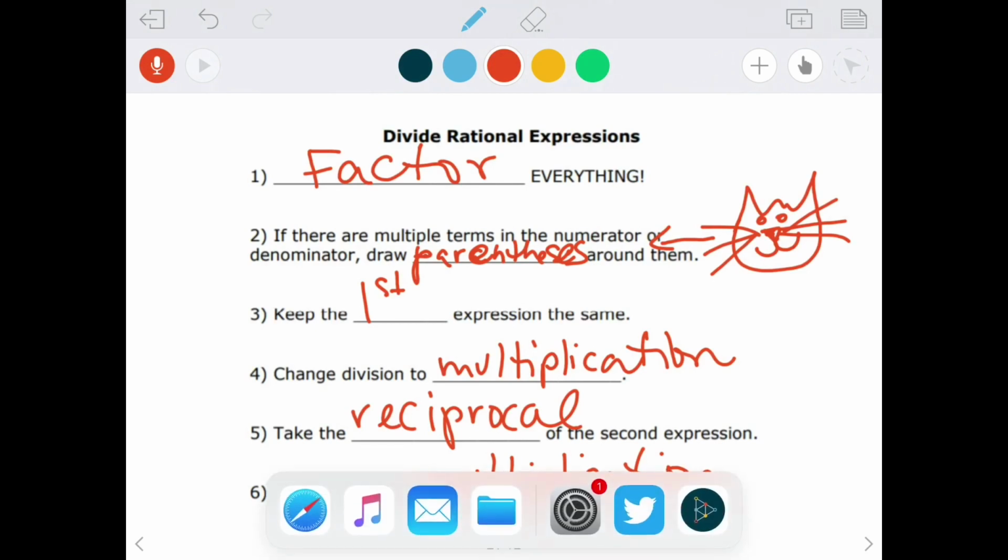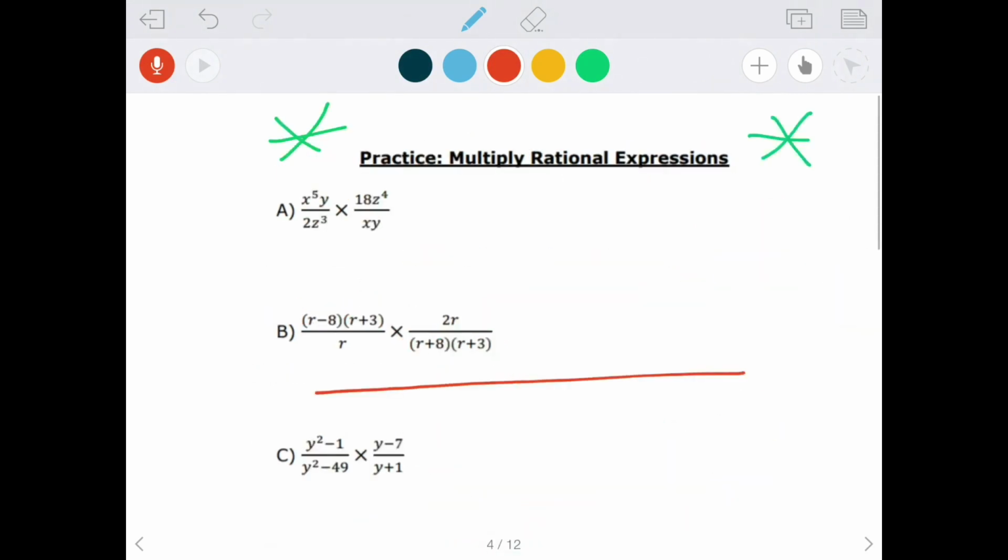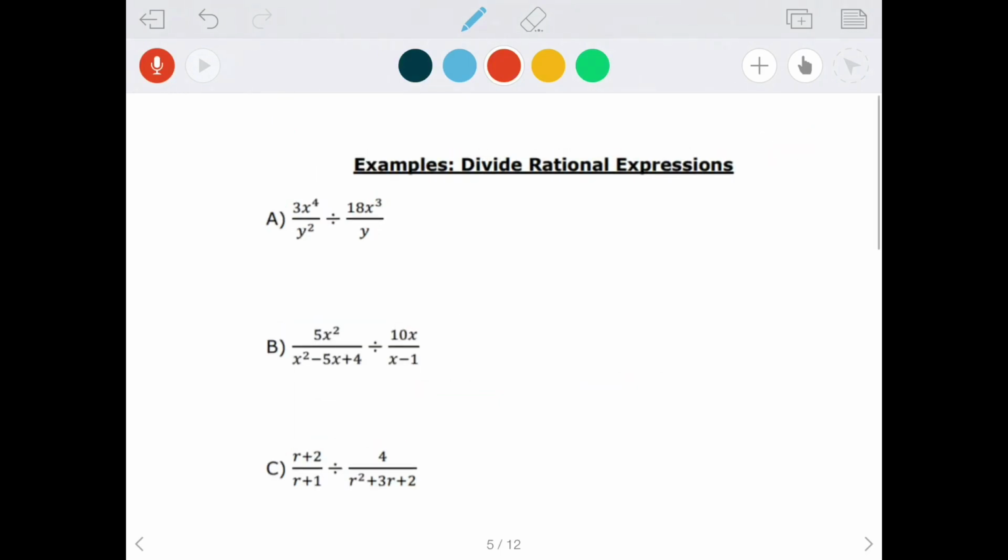So, with these steps in mind, we are going to look at our example problems. So our first example problem is example A, and again we are going to keep the first, so I'm going to have 3x to the 4th over y squared. I'm going to change my division sign to a multiplication sign, and then the reciprocal, if you'll remember, is when you flip your fraction, so your denominator becomes your numerator, and your numerator becomes your denominator.